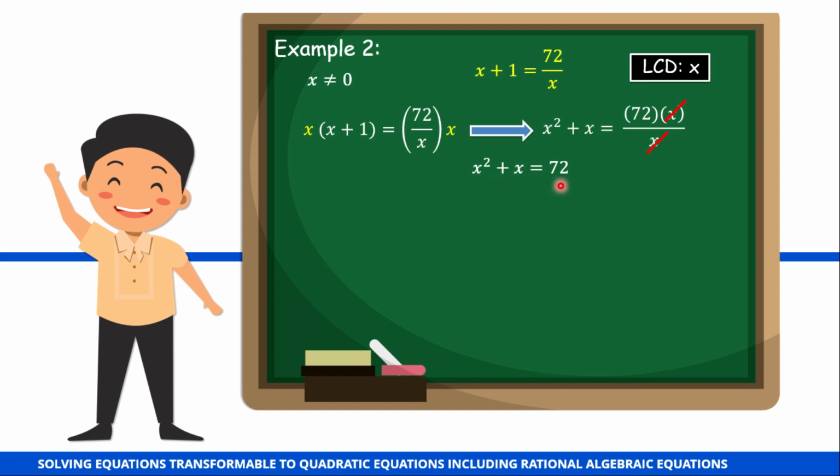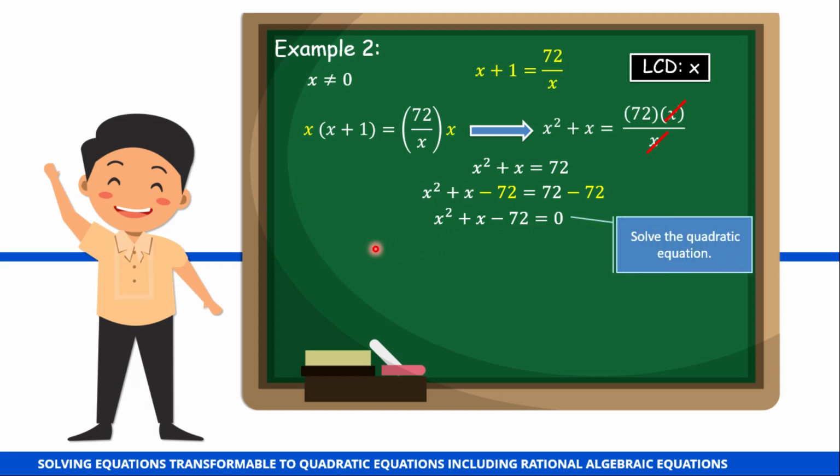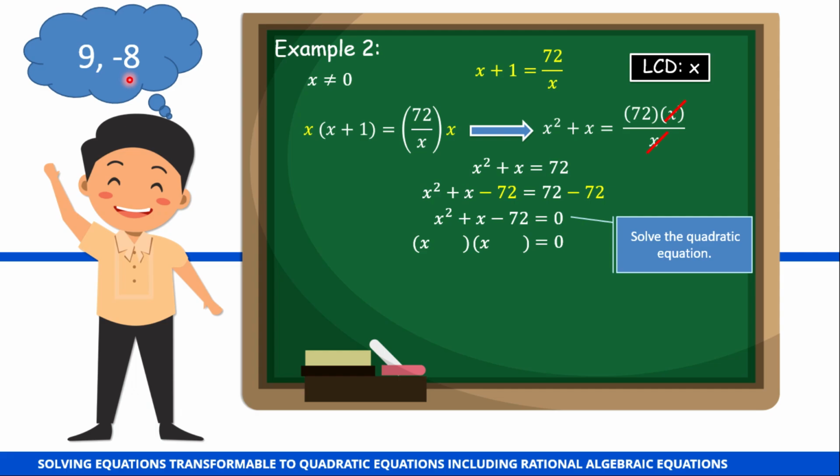Gawin nating standard form ang ating nakuhang equation. Mag-add tayo both sides ng negative 72. Simplify. This will become x squared plus x minus 72 is equal to 72 minus 72, that is 0. I-solve natin using factoring. Mag-isip tayo ng dalawang numbers or factors ng negative 72 na kapag pinag-add natin, ang magiging sagot ay positive 1. Ang mga numbers na yon ay 9 and negative 8. 9 times negative 8, answer is negative 72. 9 plus negative 8, answer is positive 1.